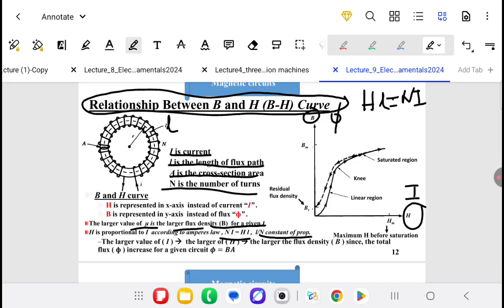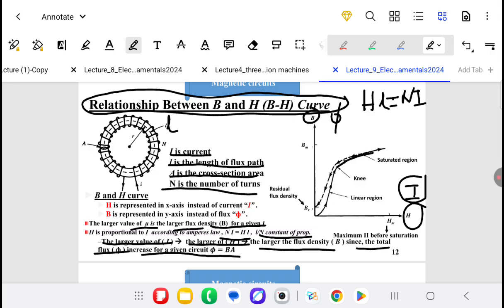N over L is the constant of proportionality. As we increase I, H will increase. The larger the value of I, the larger the value of H. As I increases, H increases, then the flux density increases since the total flux increases, given the relation between phi and B: phi equals B times area. As we increase H, we have the first part, which is a linear region.